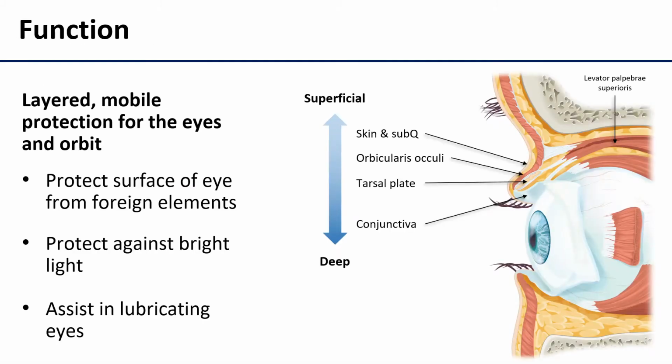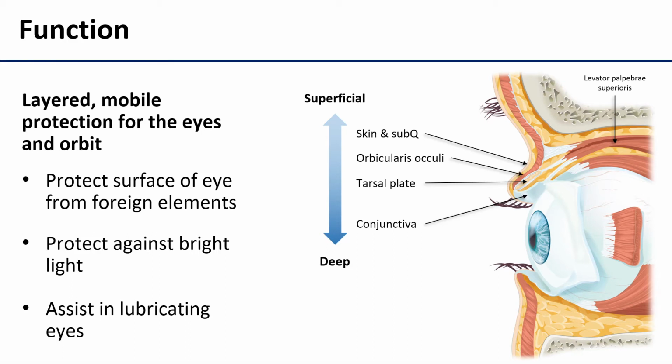The eyelids, or the palpebrae, provide a layered, movable protective shield for the eyes and for the orbit at large. They provide protection for the eye not only from foreign elements or debris that might blow onto their surface, but they also shield them from bright lights and assist in lubricating the surface of the eyes with lacrimal fluid. From superficial to deep, they are composed of 5 layers that you can see on the right of the slide.